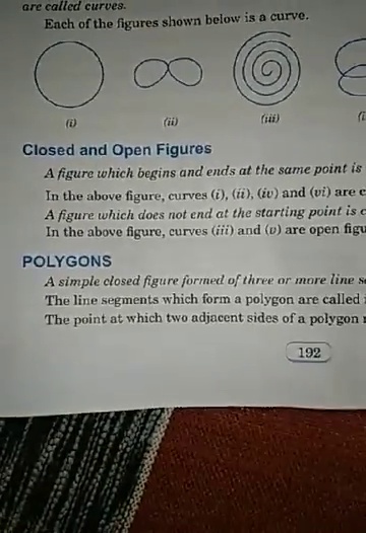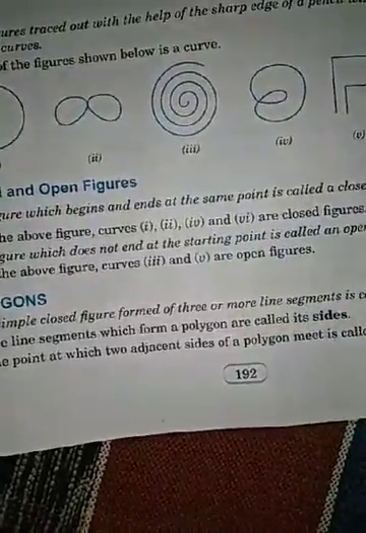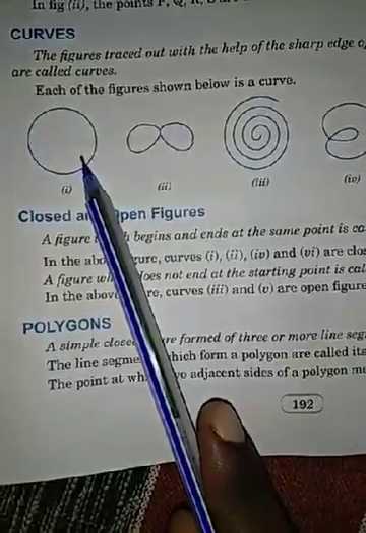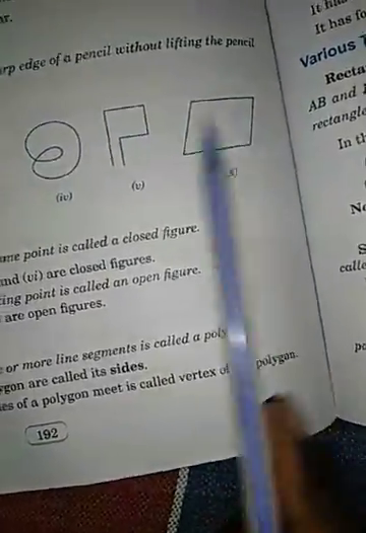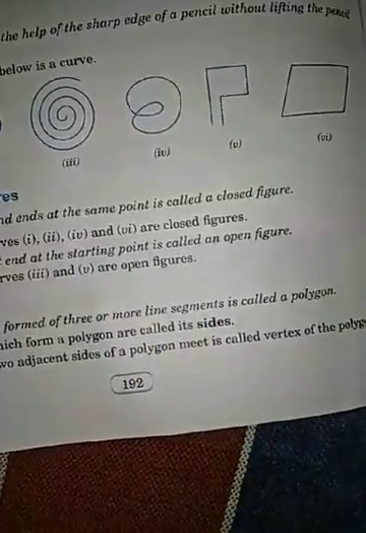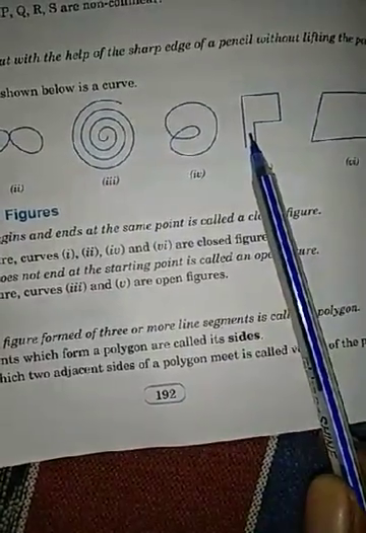There are two types of figures: closed and open figures. A figure which begins and ends at the same point is called a closed figure. In the figure, this is a closed figure. This is also a closed figure, and this figure is also a closed figure. A figure which does not end at the same point is called an open figure. Here, this is an open figure, and this is also an open figure.